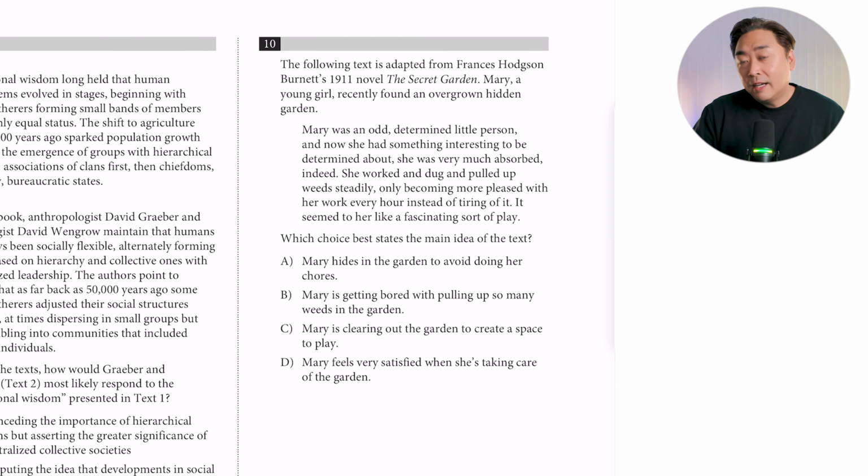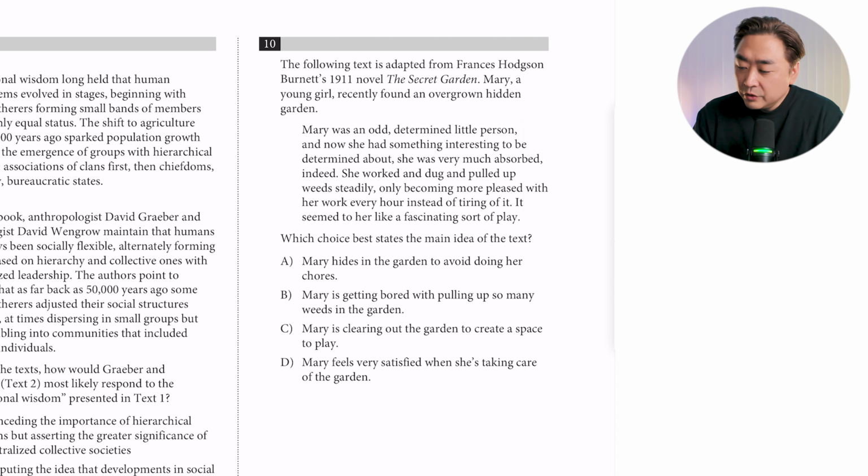I'm going to skip 8 and 9 and go straight to 10 because 8 and 9 are not typical what we call fiction type of question. These are function questions, which we'll come back and address. Number 10, it says the following text, blah, blah, blah. It says a young girl recently found an overgrown hidden garden. So I have a young girl, subject, and I have the garden, the receiver, right? So two nouns. You always have to find two nouns, right? One that is doing the action, and the other one most likely will be receiving that action.